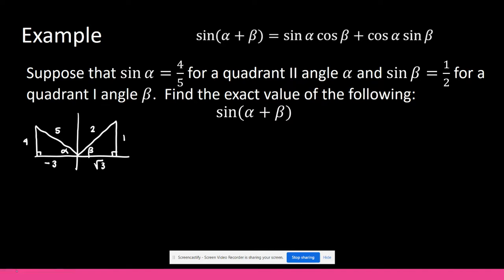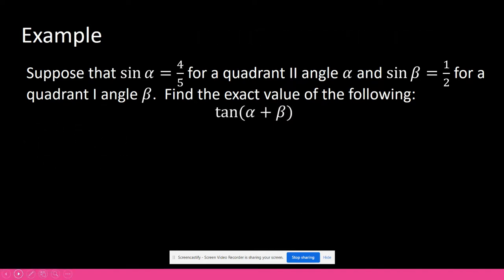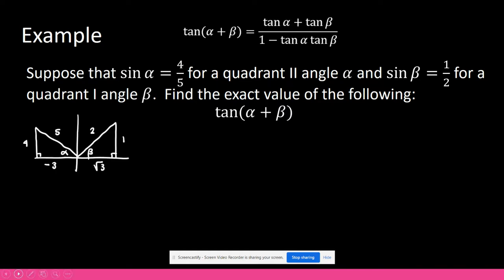And then finally, same information, but notice that this last problem now, I want us to find the exact value for the tangent of alpha plus beta. So we know that this is our definition for tangent. We are going to add the two terms on the top and then all over 1 minus the product of those two terms. And because it's, once again, the exact same information, sine of alpha is 4/5, sine of beta is 1/2, we're still using that same sketch.